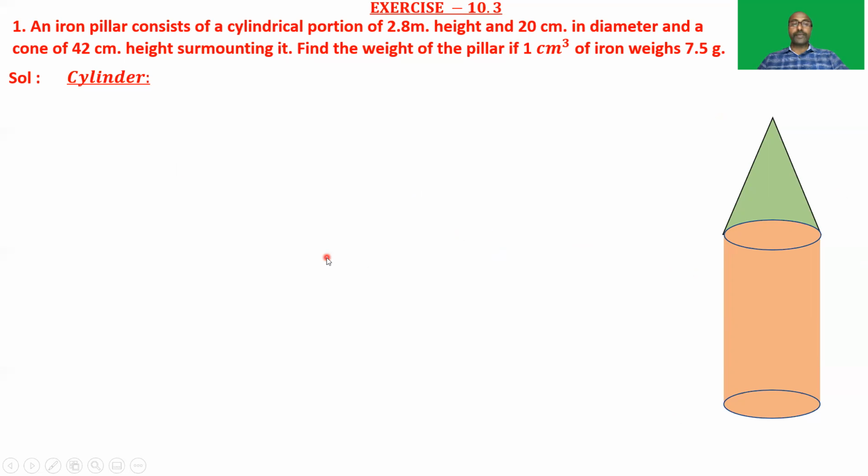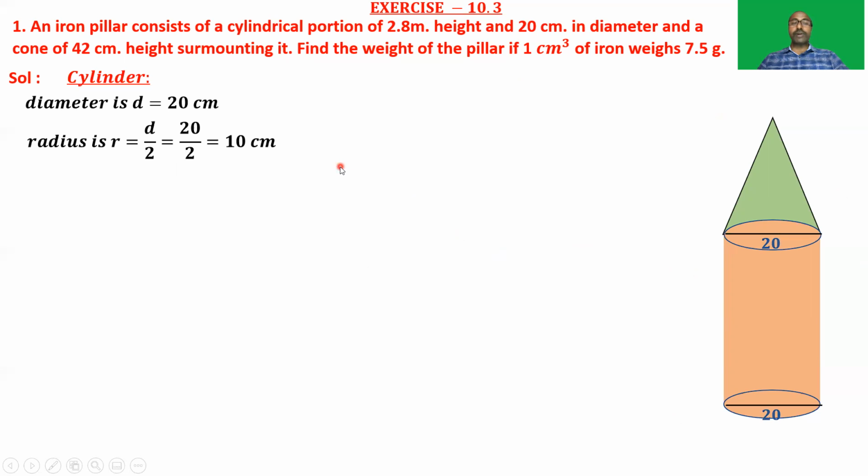So first take cylinder. For cylinder, the diameter is given as 20 centimeter, so its radius is equal to half of the diameter, that is 10 centimeter, and the height of the cylindrical portion is given as 2.8 meter. But as all the measurements are given in centimeter, change it into centimeters. That is 2.8 meters is equal to 280 centimeters, by multiplying by 100. Okay, the height is 280 centimeters.